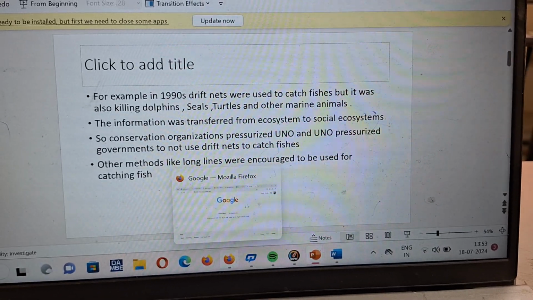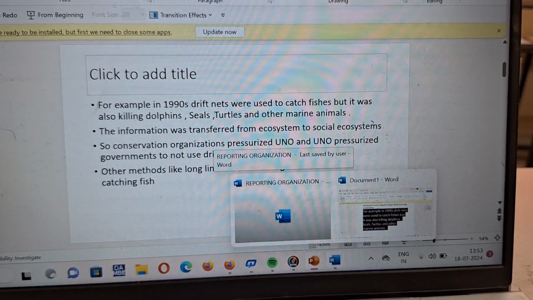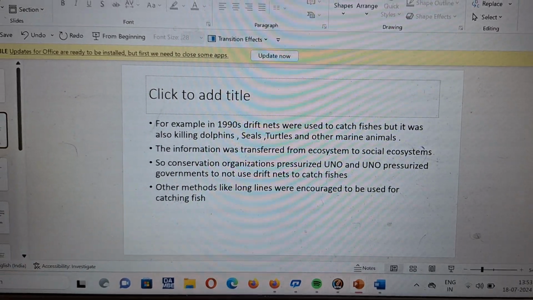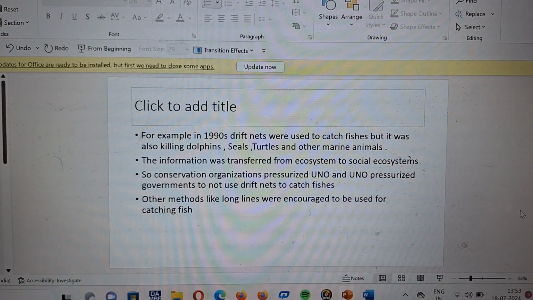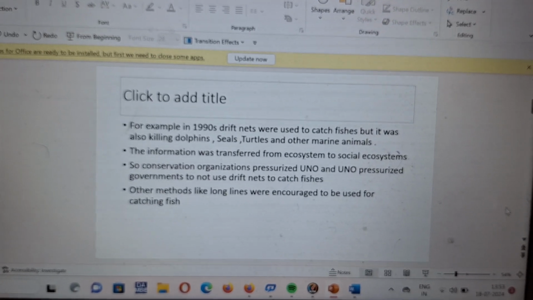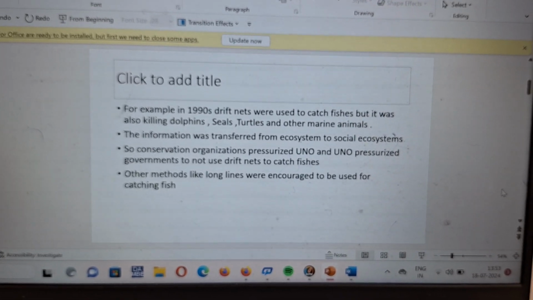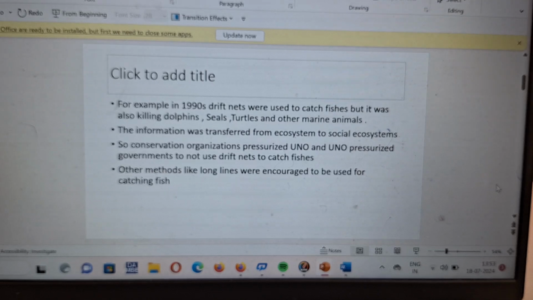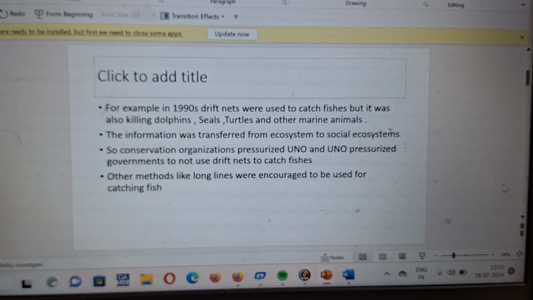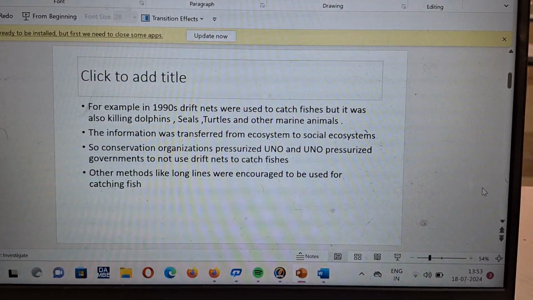So what happened next was that this information was transferred from the ecosystem to the social ecosystem. That is, the information was transferred from the fisherman community who were dealing with this marine ecosystem to this social ecosystem, to the normal human being. This information came to the scientists who are dealing with conservation.